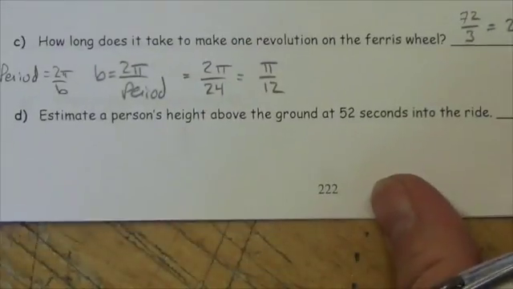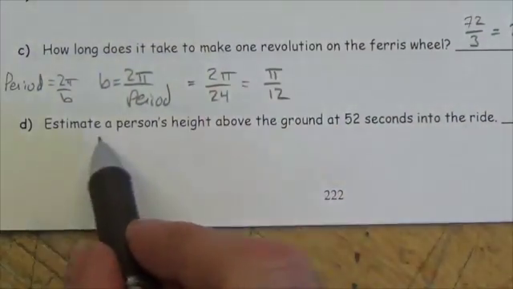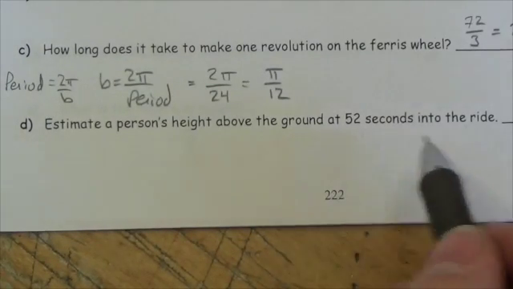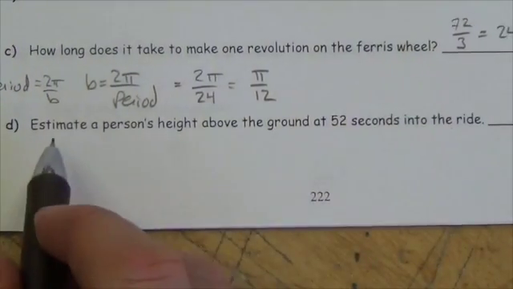The last question here that we get for this particular problem, at least I think it's the last question, yep. Estimate a person's height above the ground at 52 seconds into the ride. Now we're just estimating this, but I'm going to show you what we can do here to get something better than an estimation. But we'll start with just the estimation here.